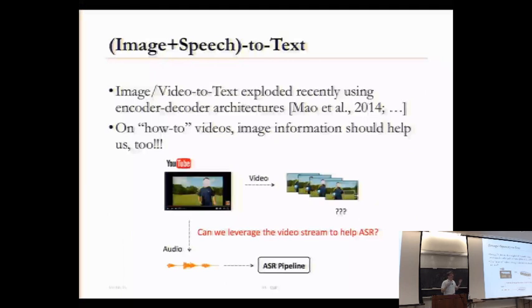So now let's pivot and talk about audiovisual speech recognition, and let's also talk about the image to text work. Recently lots of work came out that said, here's an image and here's text that captions that image. Let's take an encoder-decoder model and generate captions, generate text for images. So if we have that in a how-to video, we should be able to use the video information as well and use it to improve speech recognition.